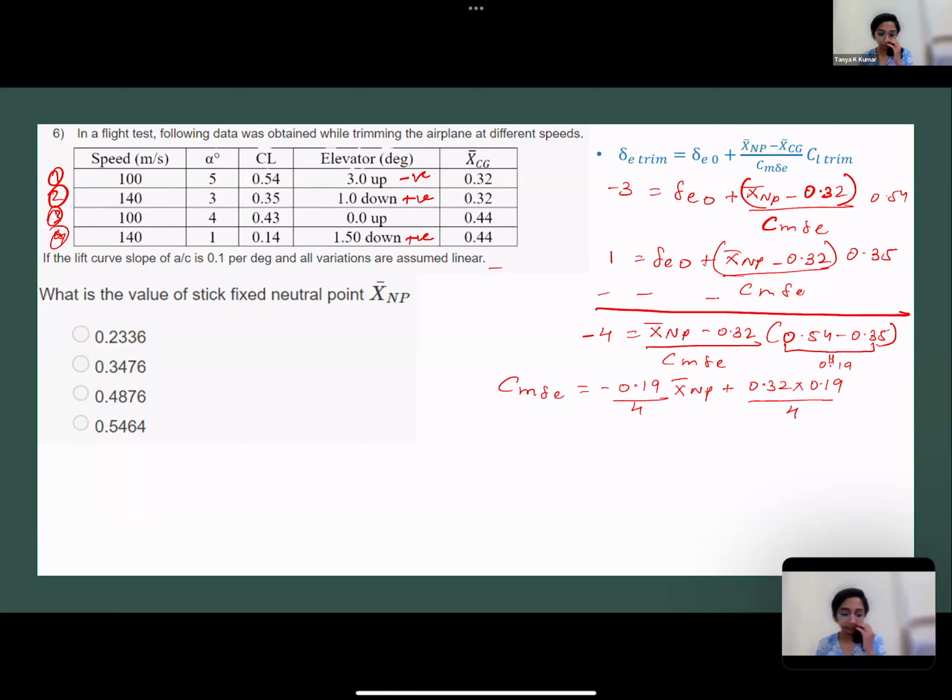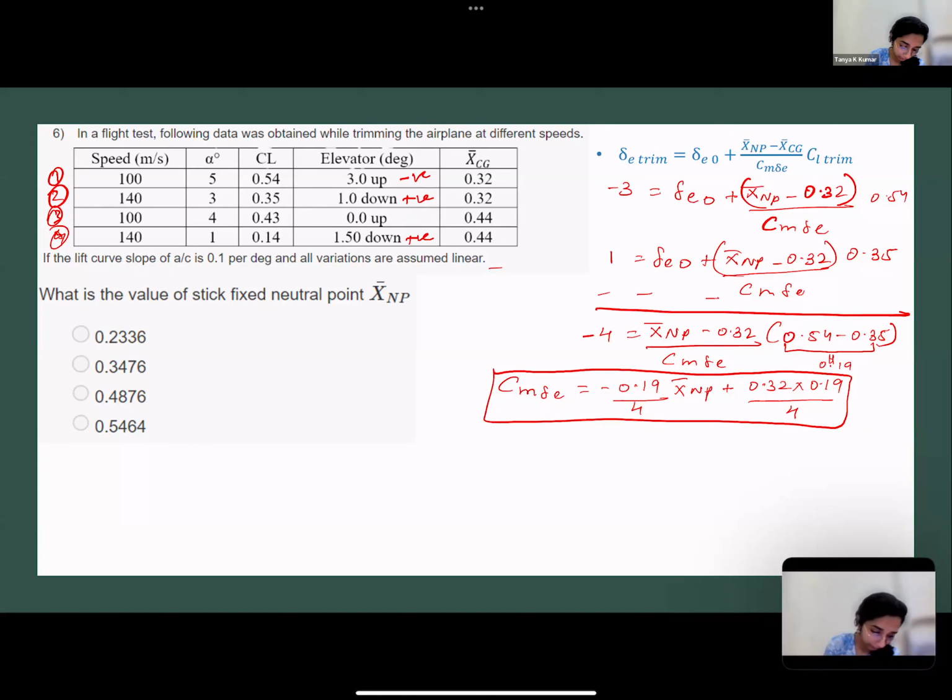Is this first equation clear to you? The CM delta E. Till here it's clear? I just took the first case, put it in the equation, then the second case, put it in the equation, and then solved the simultaneous linear equations in terms of CM delta E and X bar NP. Wrote the equation in terms of CM delta E. That's all. Now I repeat for the next 2 cases, third and fourth.